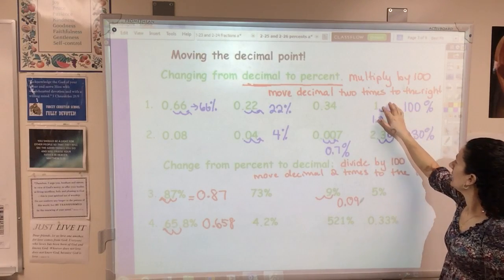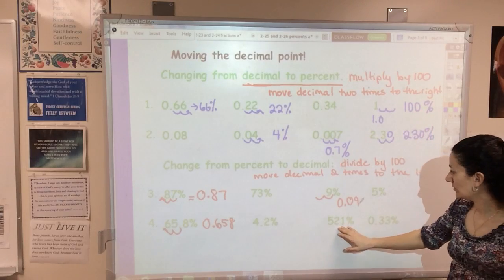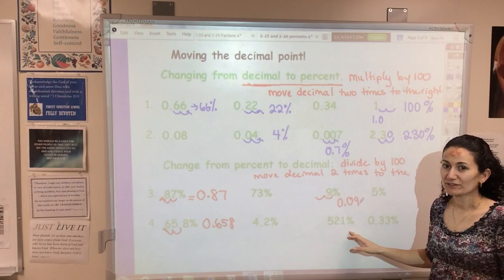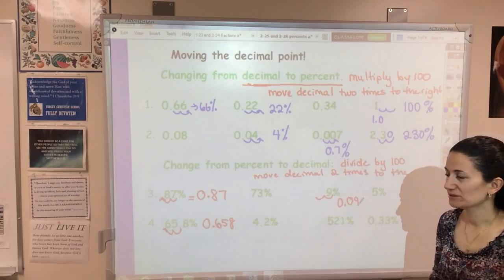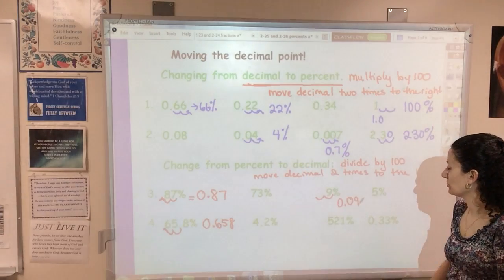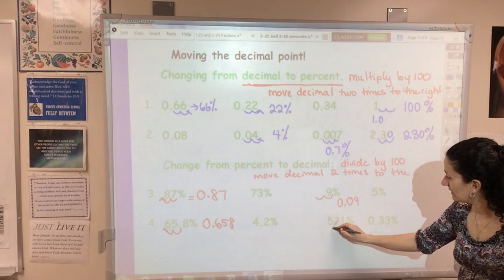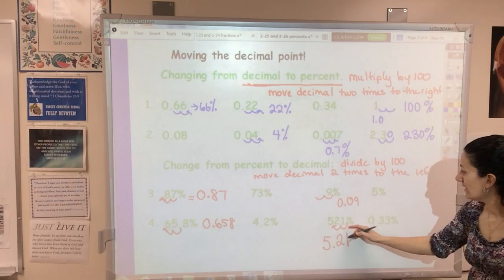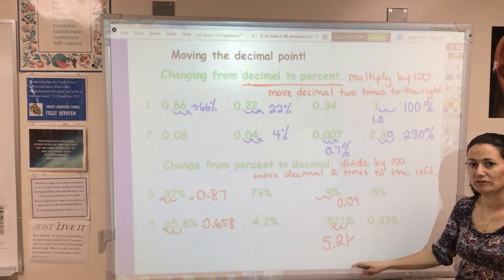Remember what I just said up here. If you have a whole number, that's going to be more than 100%. So here we have a percent that's more than 100. So the reverse is also going to be true. This is going to have some whole numbers. It's not going to be 0 point something, like all these have been so far. So I'm going to move the decimal 1, 2, and this number is actually 5.21. 521% is 5 wholes and 21 hundredths.